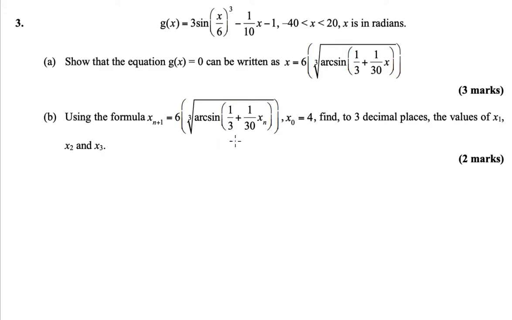Part B now wants us to use this iterative function that we've created in part A, letting x0 equal 4, wants us to work out to 3 decimal places x1, x2 and x3. It's dead simple to do on your calculator. I've done a video on how to do this on your calculator if you have a look through my playlists.